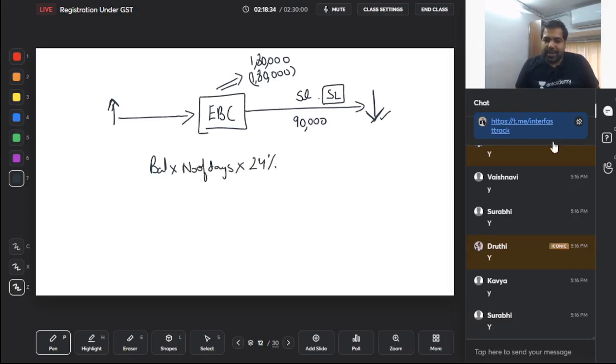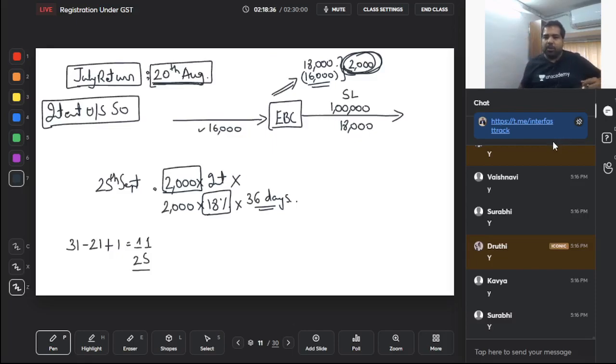So the rate of interest, guys, there are two rates of interest. Please tell me in the chat box, which is the most common rate of interest? 18%. But guys, what if they find out that you have excessively or unreasonably reduced the liability, or excessively or unreasonably reduced the credit, increase the credit? Then in that case, the rate of interest becomes 24%.